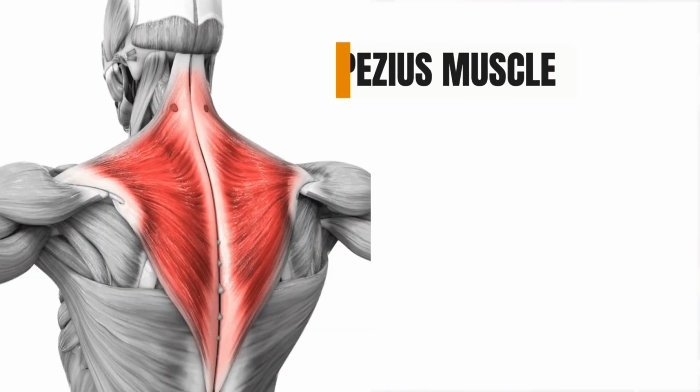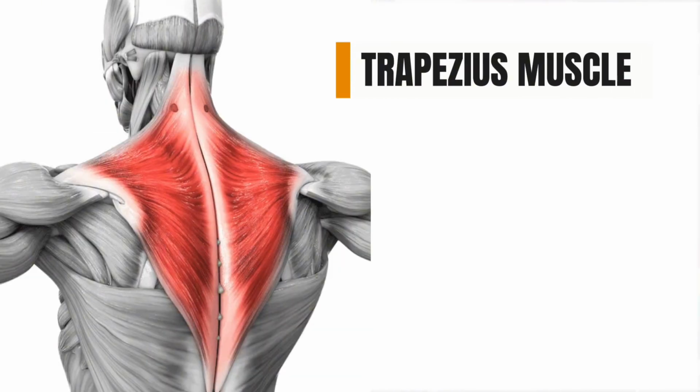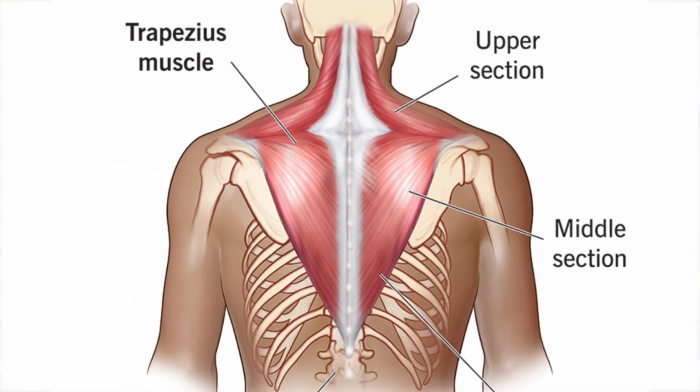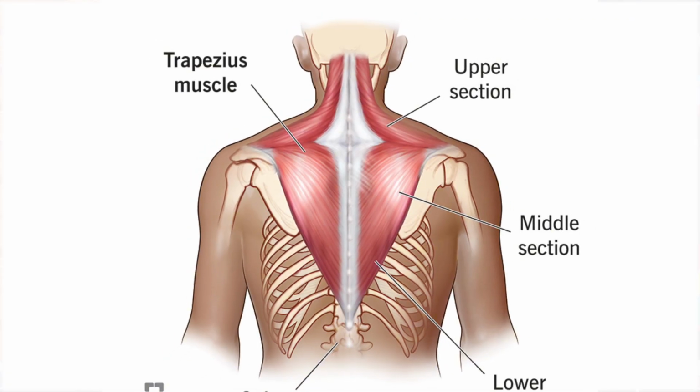All right, let's talk about the trapezius muscle. They are located between your shoulder and your neck, and they extend higher than the collarbone and reach all the way down to the lower back region, as you can see in the diagram. The traps consist of three sections of muscle fibers: the lower trapezius, the middle trapezius, and also the upper trapezius. This makes them a pretty complex muscle group.